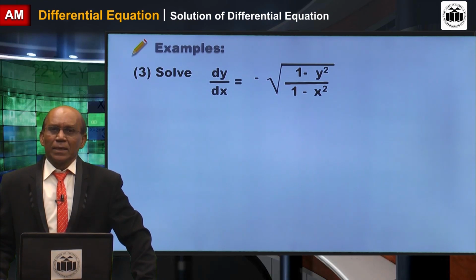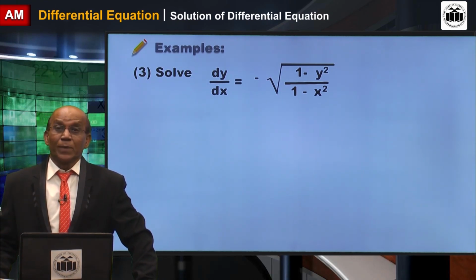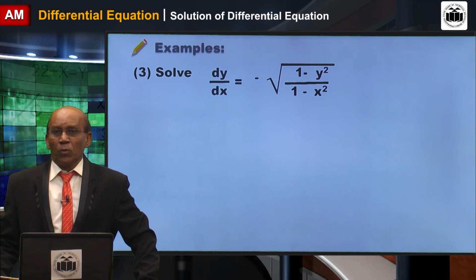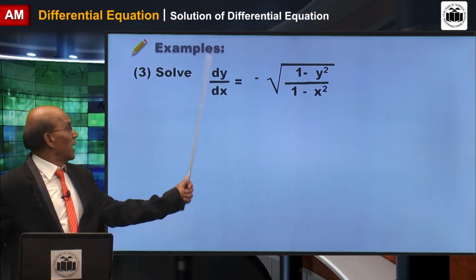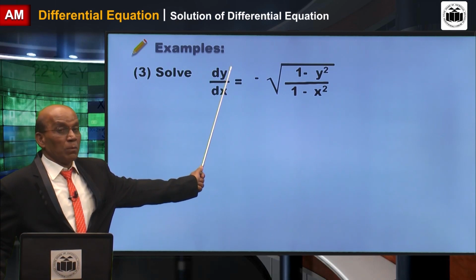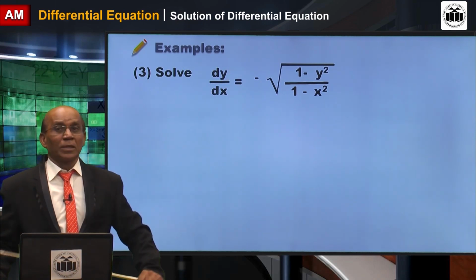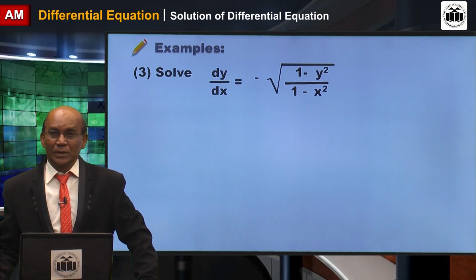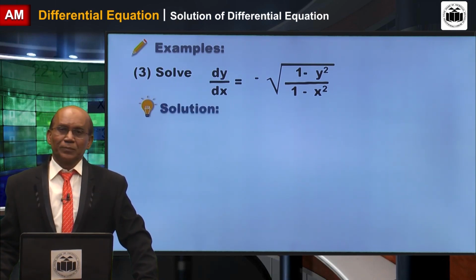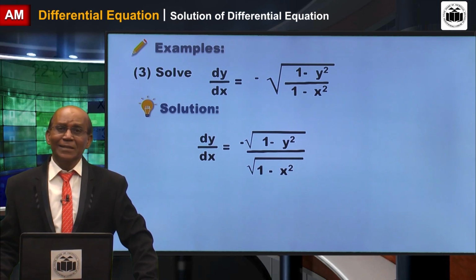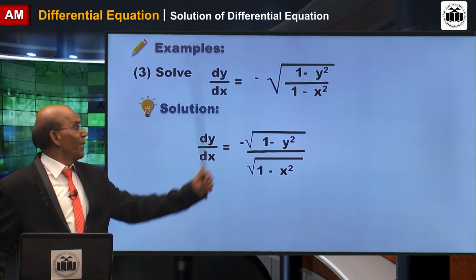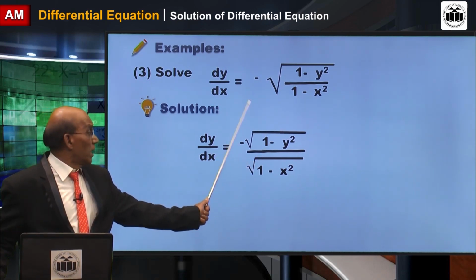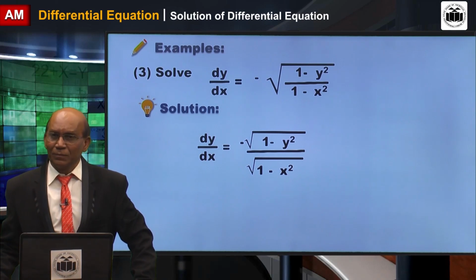Third example is: solve dy by dx equals minus root of 1 minus y square upon 1 minus x square. Now in this example our focus is that minus sign. Most students make mistakes with this minus sign. For the solution, we write the expression again. So here the question is given and the term we are going to write. How can I write that particular one?